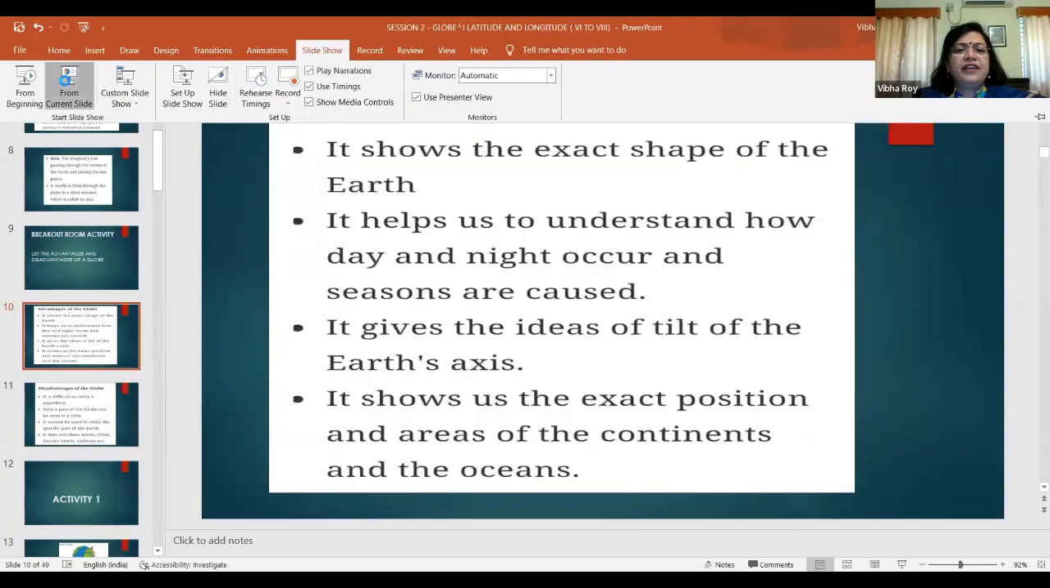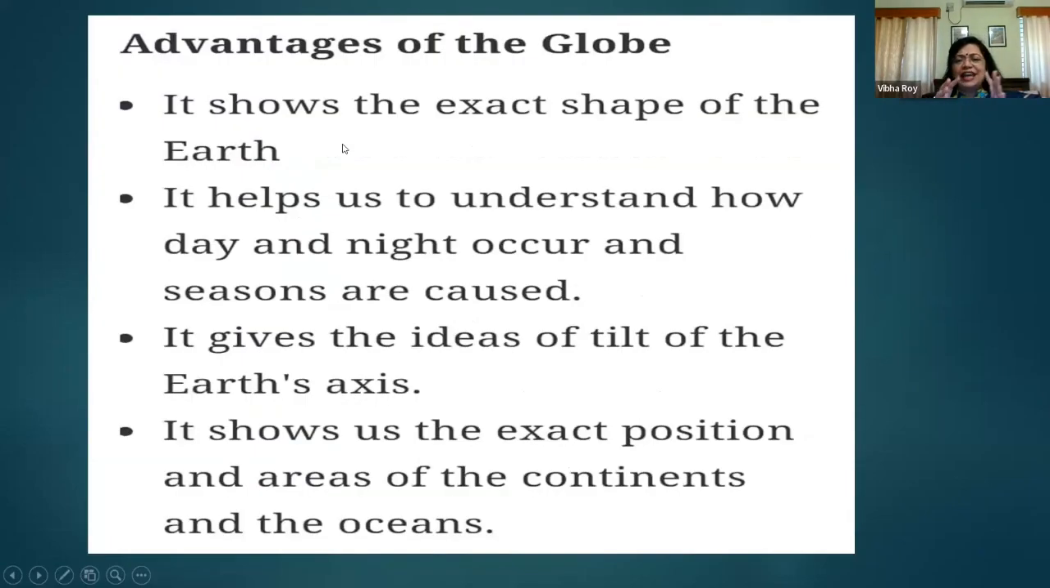Now, advantages of the globe: it shows the exact shape of the earth. That is the first thing. When a child looks at the globe, the child can imagine how the earth looks. It also helps them to understand day and night. We can very easily explain, when we are first time explaining rotation, revolution, day and night, how seasons are caused. That time we have to use a globe to make the concepts clear.